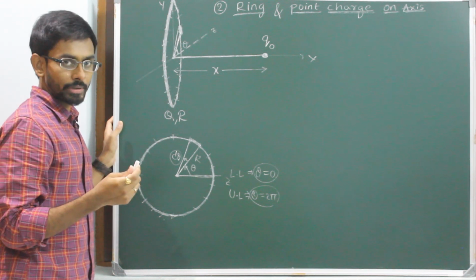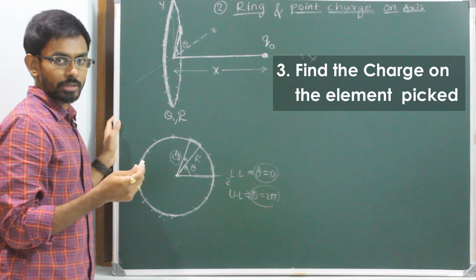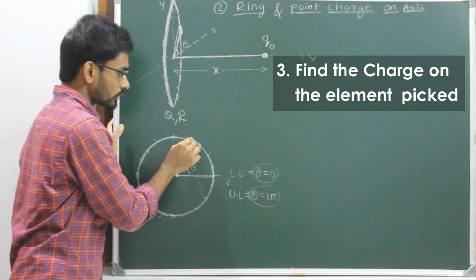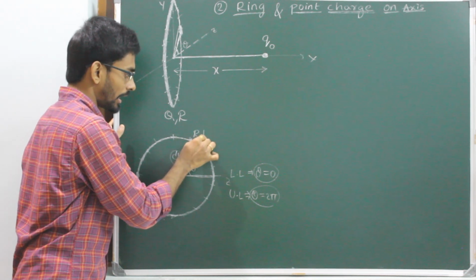So now the third step is to find the charge on the element which you have chosen. So find the charge on this element. We know this element is making an angle d theta at the center, so the length of this one will be r d theta.